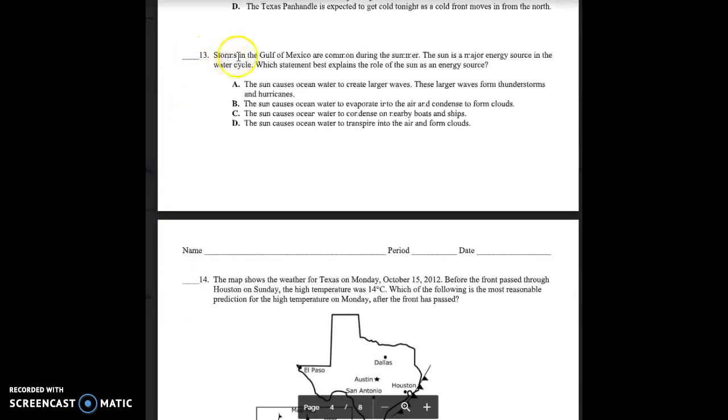Number 13. Storms in the Gulf of Mexico are common during the summer. The sun is a major source of energy in the water cycle. Which statement best describes the role of the sun as an energy source? A. The sun causes ocean water to create larger waves. These larger waves form thunderstorms and hurricanes.